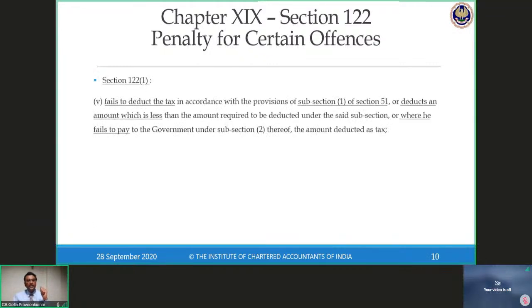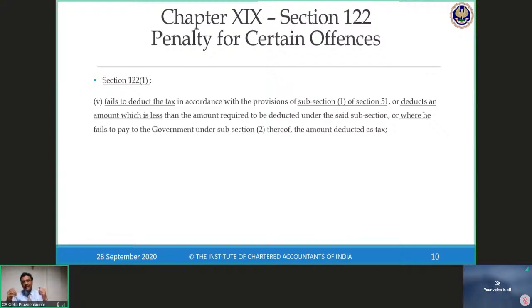Next, moving on. Fails to deduct the tax under section 51, which deals with your TDS. This provision says, look, you are an e-commerce operator. You have been not e-commerce. This deals with your government contracts. A government entity is supposed to withhold something called TDS.